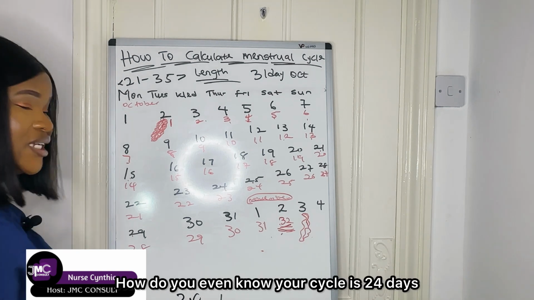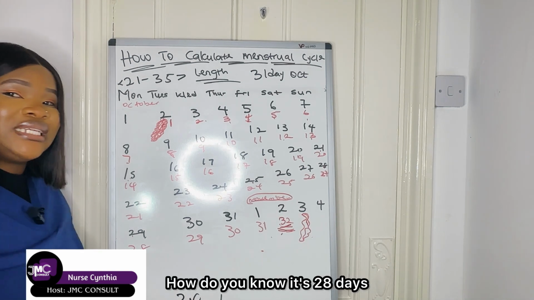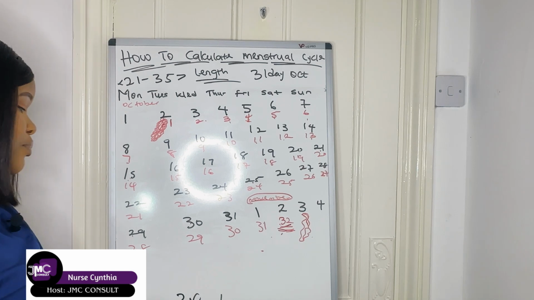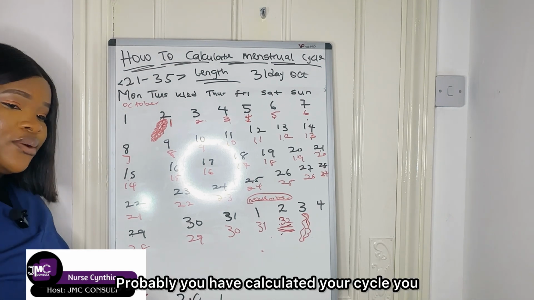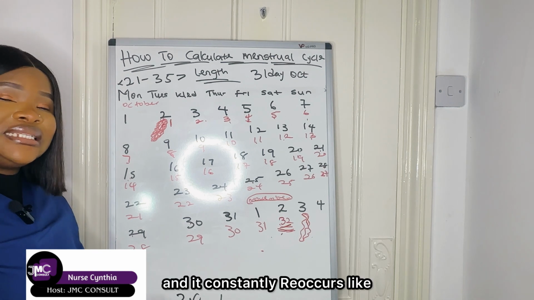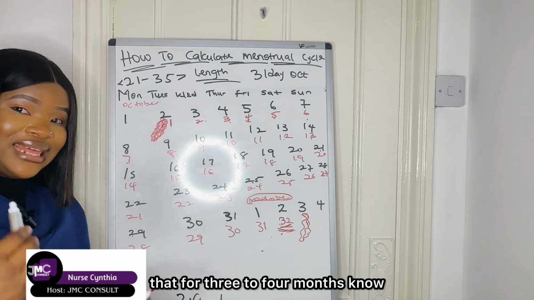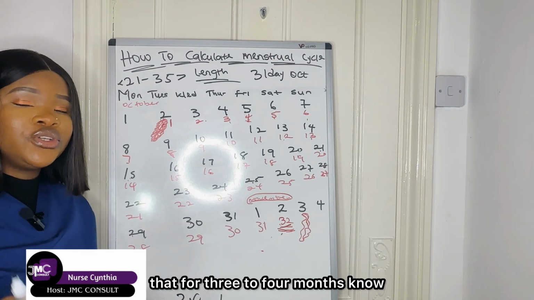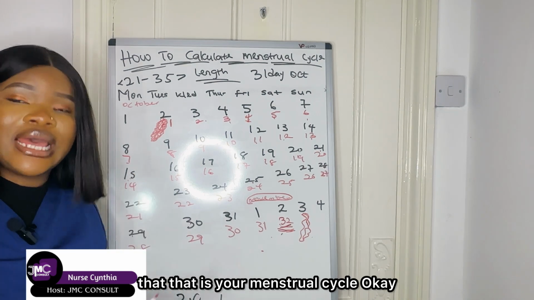How do you even know your cycle is 24 days? How do you know it's 28 days? Probably you have calculated your cycle, you have followed this pattern, and you see it's 24 days, and it constantly reoccurs like that for 3 to 4 months. Know that that is your menstrual cycle.